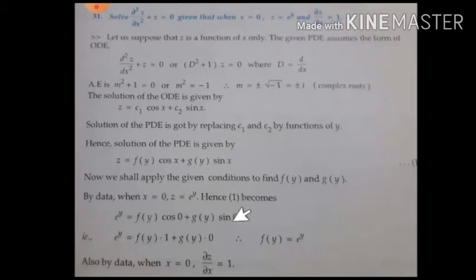Now, similarly, I need to substitute x is equal to 0 and dou z by dou x is equal to 1. So, first we need to form dou z by dou x. So, partially differentiate this equation 1 with respect to x. So, f of y constant, derivative of cos x is minus sin x, plus g of y constant, derivative of sin x is cos x.